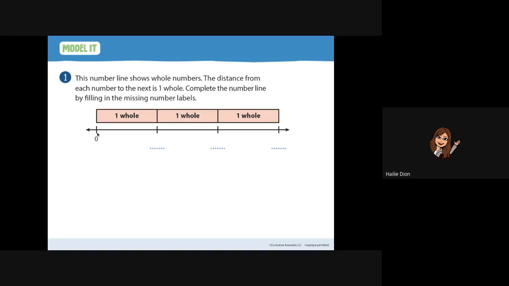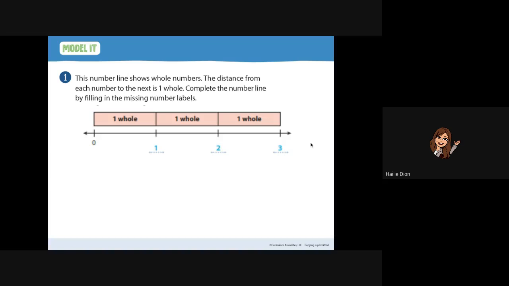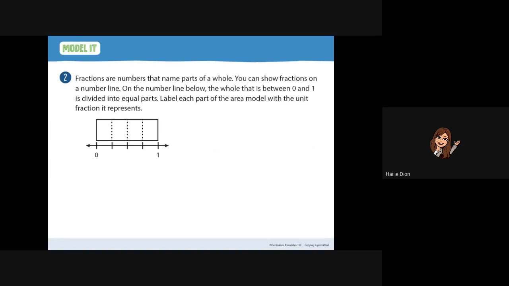So if we start at 0, what is the next whole number? 1. Then we're just going to count on. So then the next one would be 2, and the next one would be 3. Because here we're just talking about whole numbers. We're not talking about fractions. Again, it's just to get you thinking about the number line. So we have 1, 2, 3. Easy peasy, right?